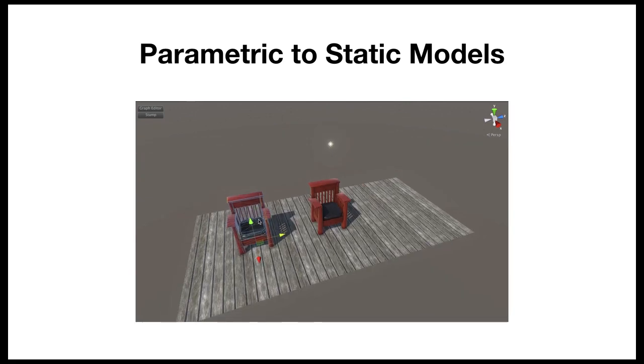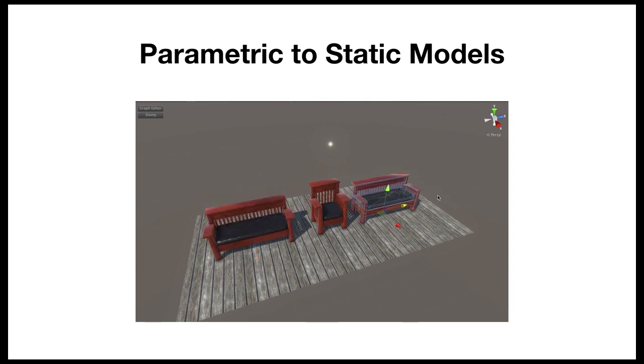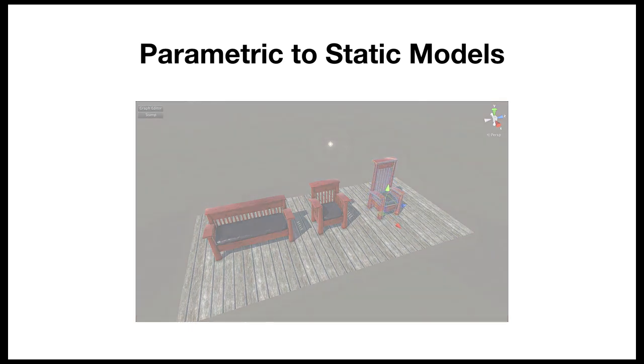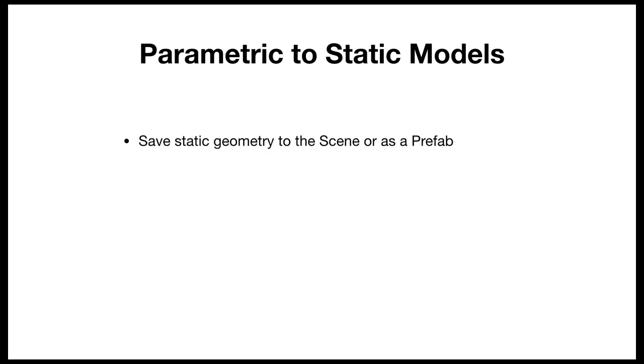A parametric model makes use of relations within the Archimatix graph to dynamically build game objects according to its nodes and settings. These models can be preserved as static geometry either by stamping the mesh directly into the scene or by saving a Unity prefab to be instantiated later.